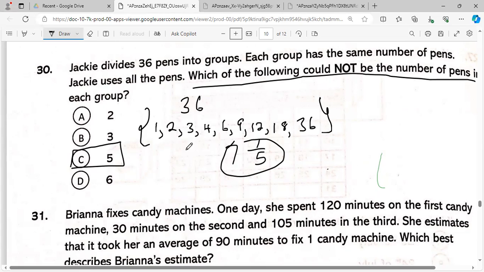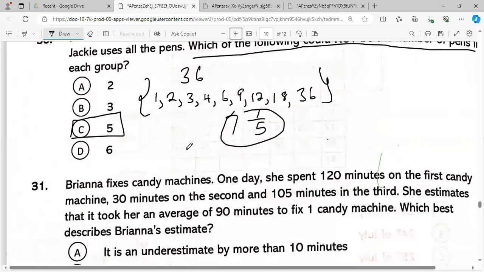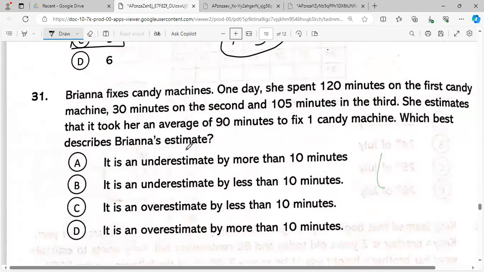You can get 18 groups of 2. You can get 3 groups of 12, and you can get 6 groups of 6. But you can't get a group of 5 that is going to be even, so you can get 7.5 groups. It wouldn't be 0.5, 0.2. No, it's not. It's because you can divide it and you have a decimal. That's why I said 7.5.